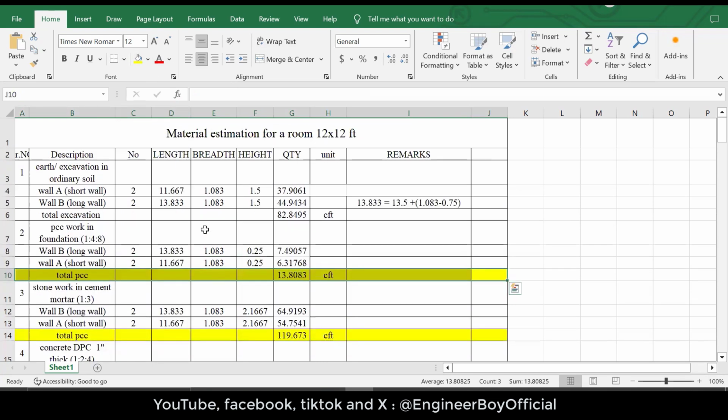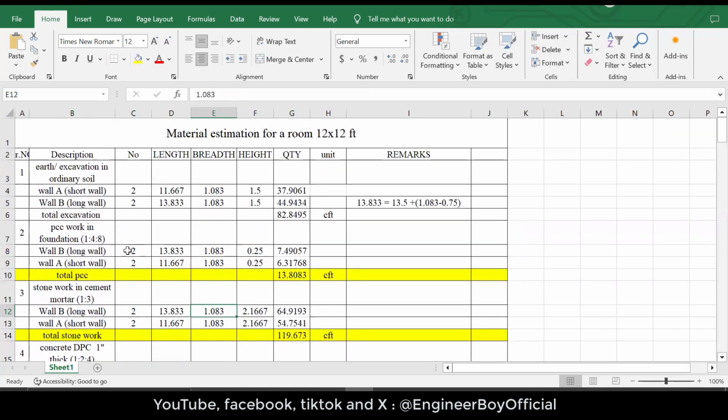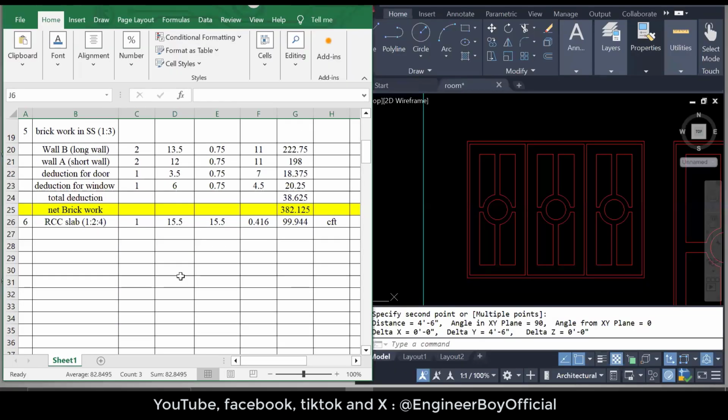Now again, where is it? Total PCC, stonework. This is actually total stonework. If you remember, we have done this previously in the same video. Now this is the total excavation. We are doing it, right? So the RCC slab has been done.